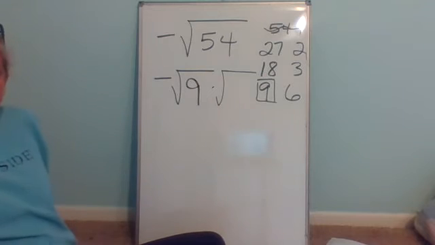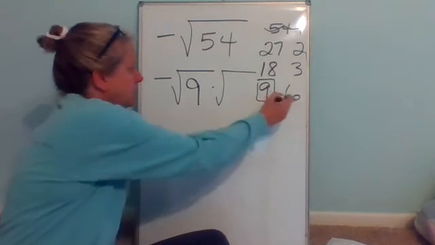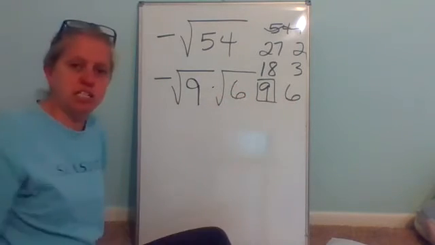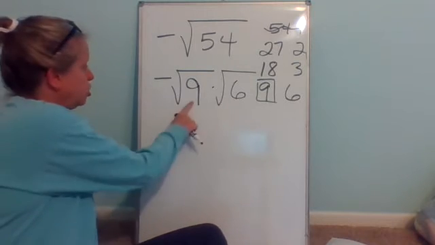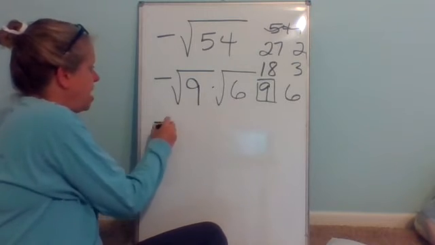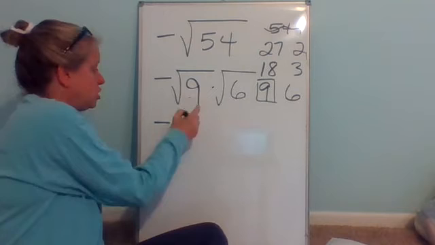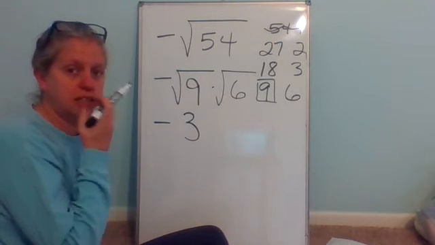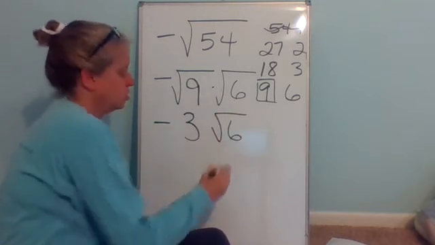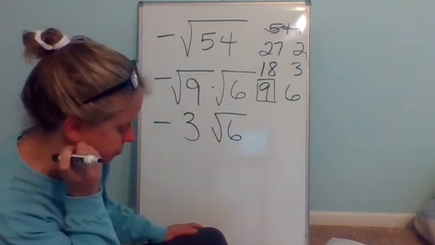So 9 is my perfect square. It'll go in the front. 9, its pair is 6, so 6 is in the trash. And then just bring this negative down. That's my perfect square, so that's the one I take the square root of. The square root of 9 is 3. Drop down the square root of 6.